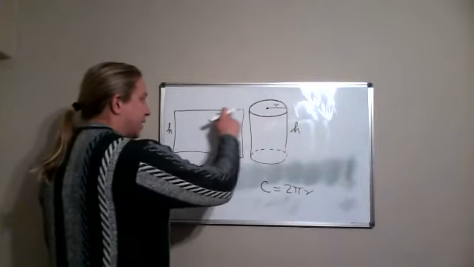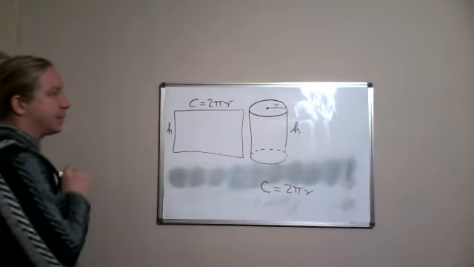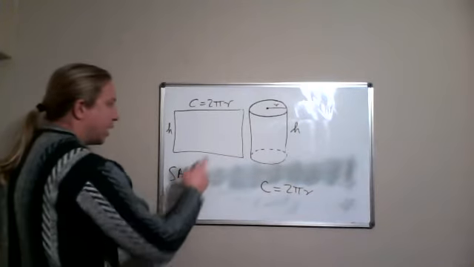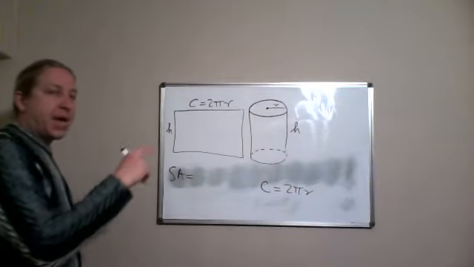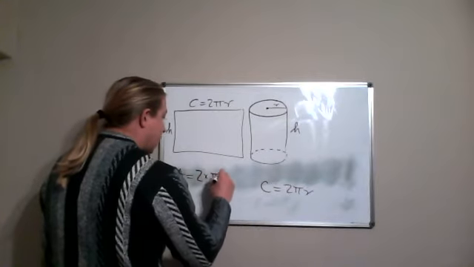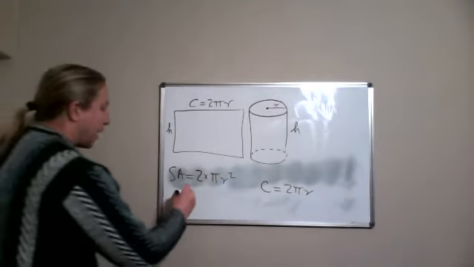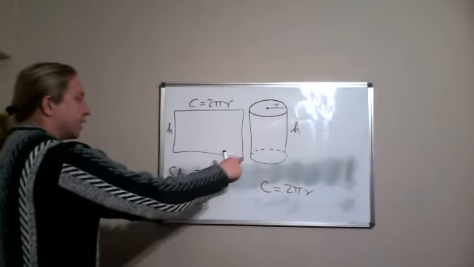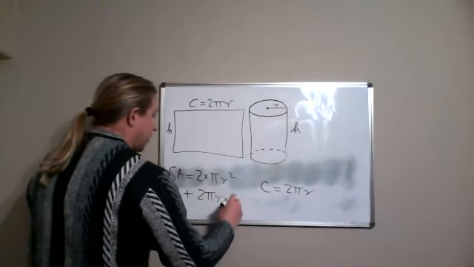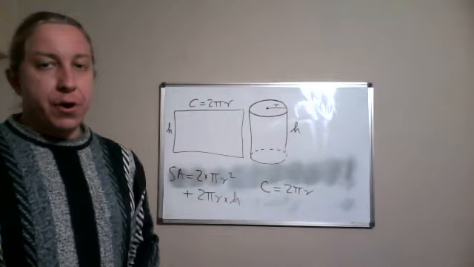So we would get that distance there, which is C equals 2 pi r. We have the height, okay? So now the surface area of the cylinder equals the two circles at the top. What is the area of the circle? It's pi r squared. So it's 2 times pi r squared, because that will be the two surface areas of the circles, plus the surface area of this, which is your 2 pi r times your height. Okay. And that is the formula for finding the surface area of a cylinder, guys.